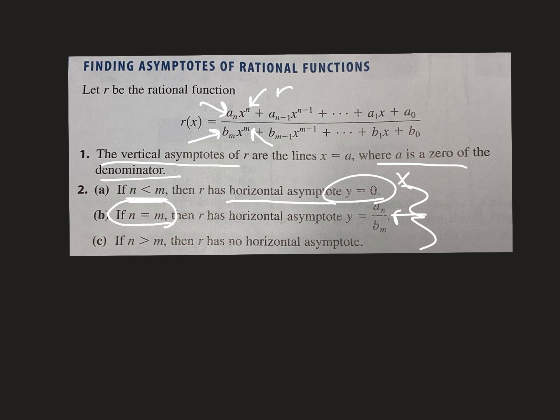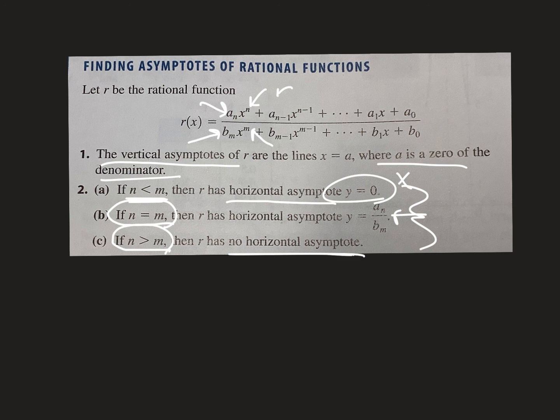Right, and the last case is, what if your numerator degree is bigger than your denominator degree? If that's true, there's not one. There is no horizontal asymptote. Right, so those are your 3 rules for your horizontal asymptotes, and the vertical is the easy one. The vertical asymptote is whatever makes the bottom 0.